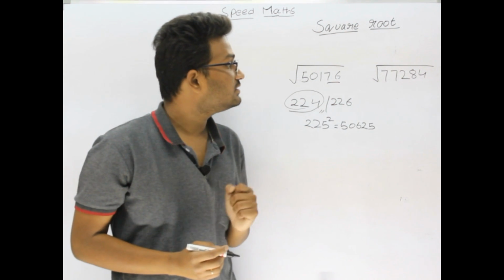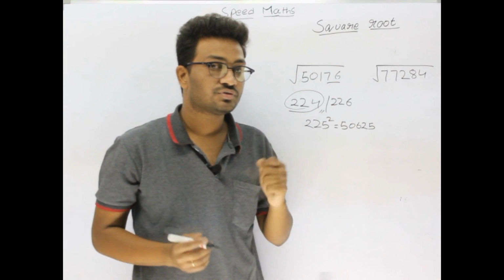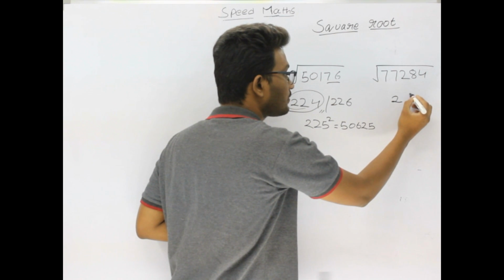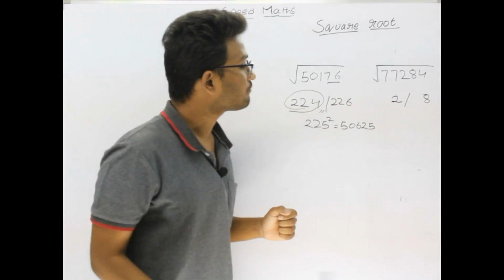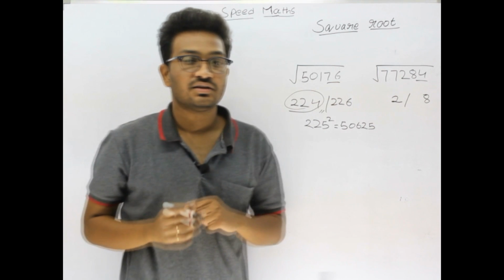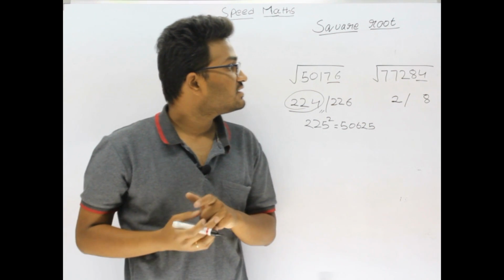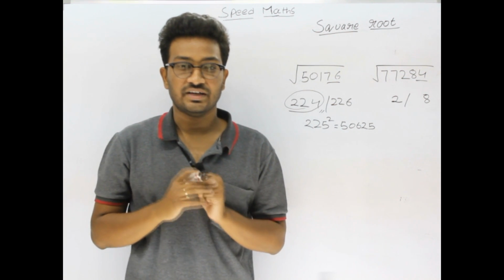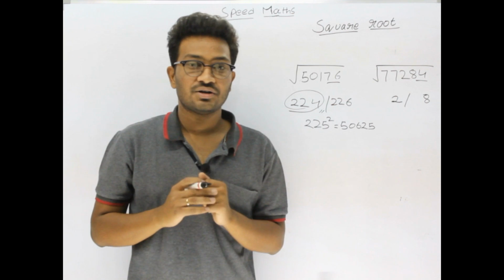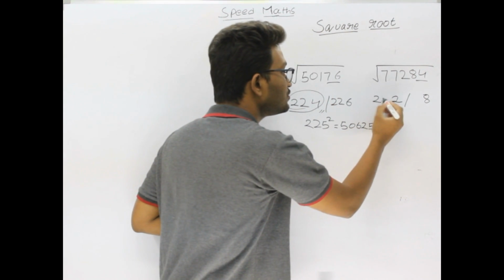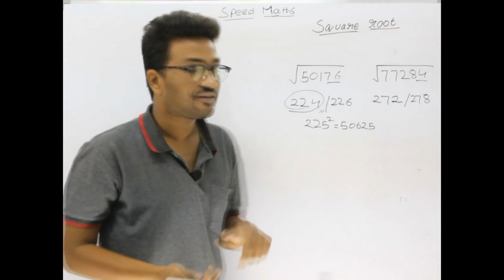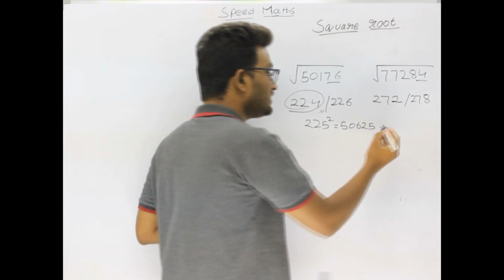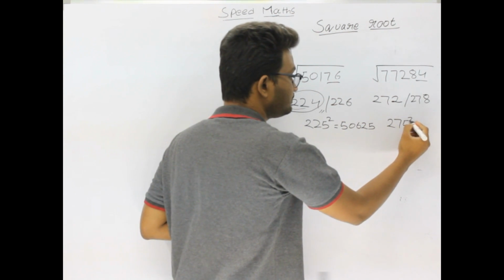Let's see this example. As the number ends in 4, the square root will end in either 2 or 8. Now leave the last two digits. Now tell me a perfect square which is less than 772. A perfect square which is less than 772 is 729 and the root of 729 is 27. So the square root can be 272 or 278. Now what we have to do is take the middle value. Let that middle value be 275.